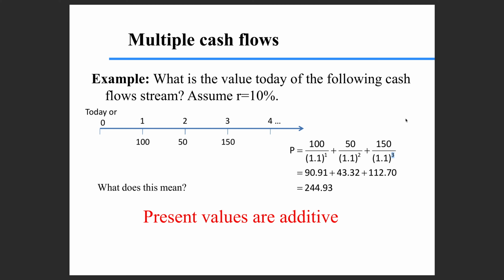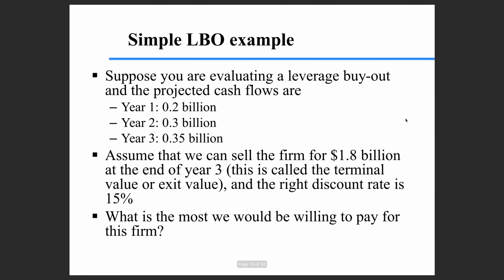Let's consider a simple leverage buyout example. Suppose you are evaluating a potential leverage buyout, and the projected cash flows are 1 year from now, you potentially receive $0.2 billion, 2 years from now, $0.3 billion, and 3 years from now, $0.35 billion. Assume that you can sell the firm for $1.8 billion at the end of year 3. This is so-called terminal or exit value. And assume that the right discount rate for this particular firm is 15%. What is the largest amount that you would be willing to pay to buy this firm?